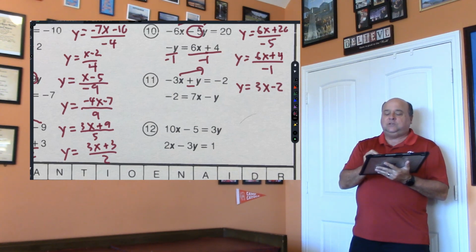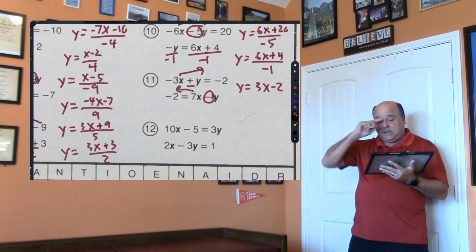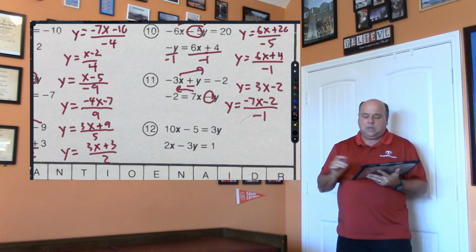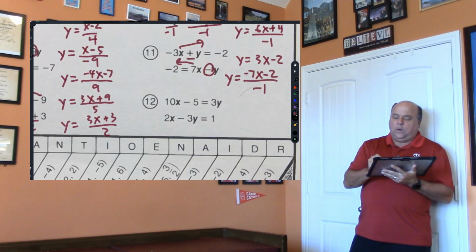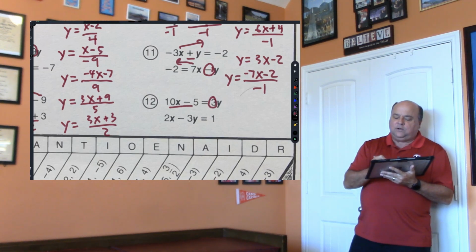On the next one, the y's on the wrong side. Let's see. The 7x is going to flip, and this minus 1 will go on the bottom. This is kind of tricky. Okay, so we're going to write down y equals negative 7x minus 2 all over negative 1. Continuing on, the y's right here. So all we got to do is take this 3 and move it to the bottom, don't we? So y equals 10x minus 5 over 3.